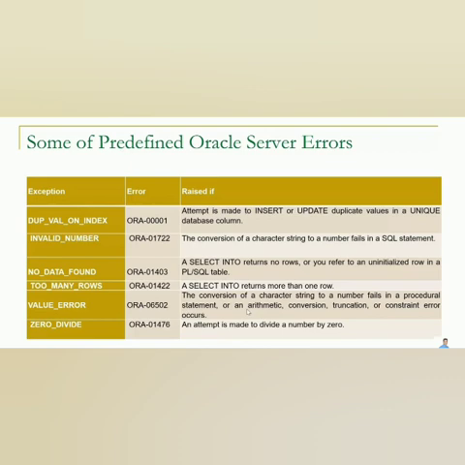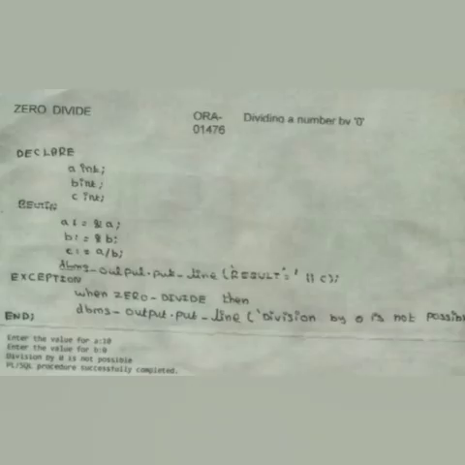The next one is the zero divide exception. A zero divide exception will throw an error like ORA-01476. An attempt is made to divide a number by 0. We know that we cannot divide a number by 0. So that is that error, and that error will be corrected using the zero divide exception name. So we can see a simple example to understand that error clearly.